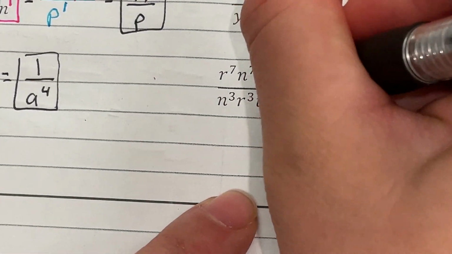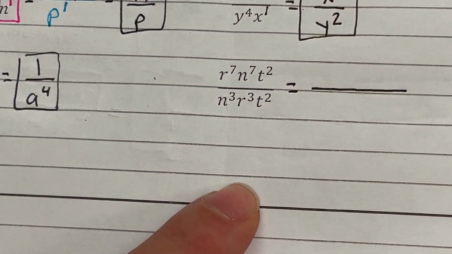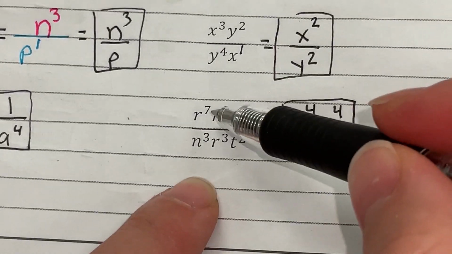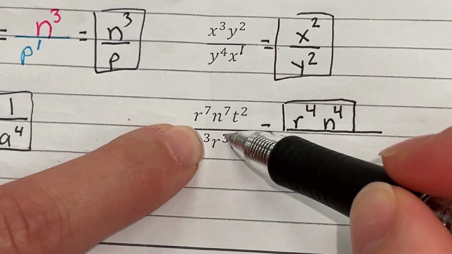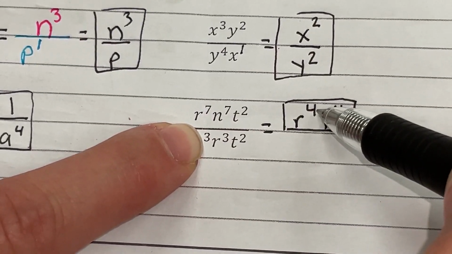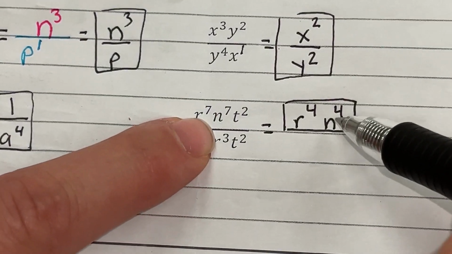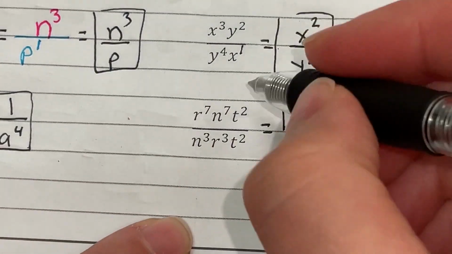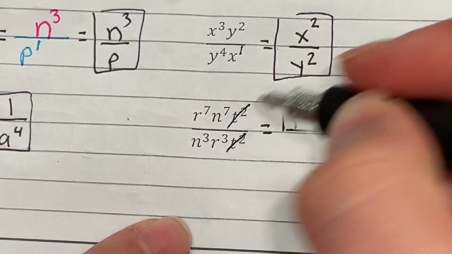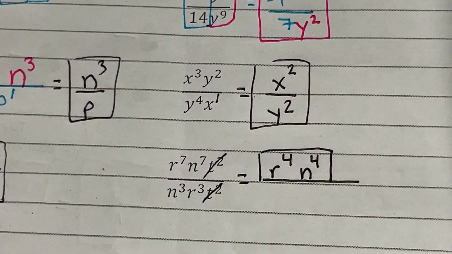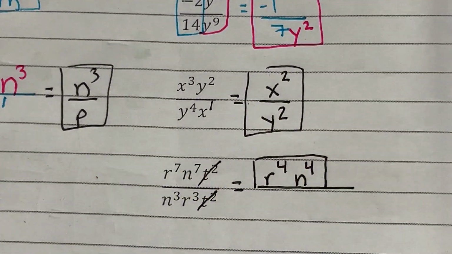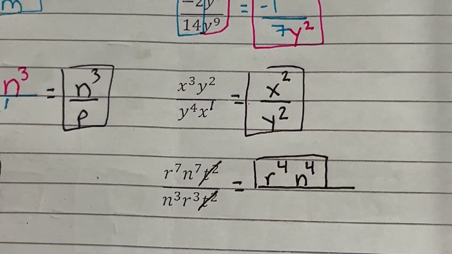Last one here that we're going to do for today. Give it a go. See how you do. All right, in this one, r to the 7th over r to the 3rd, r on top has 4 more. N to the 7th over n to the 3rd, the n on top has 4 more. And then the t squared are the same, so we can cancel those out, right? If they're exactly the same, gone. On the top and the bottom, though. It has to be on the top and the bottom.